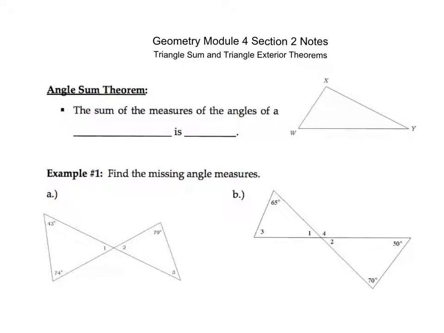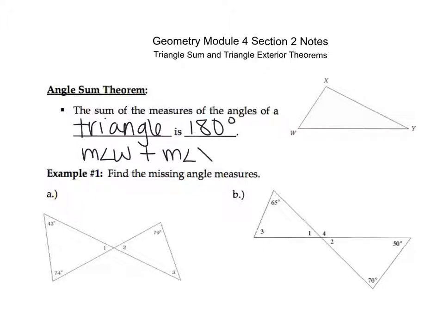In section 2, we're going to take a look at the triangle sum and triangle exterior theorem. So the first one is the triangle sum or angle sum theorem, which states that the sum of the measures of the angles of a triangle is 180 degrees, which I did mention in section 1 when I was talking about classifying triangles by their angles. So that tells us in the triangle here that the measure of angle W plus the measure of angle X plus the measure of angle Y is going to equal 180 degrees.